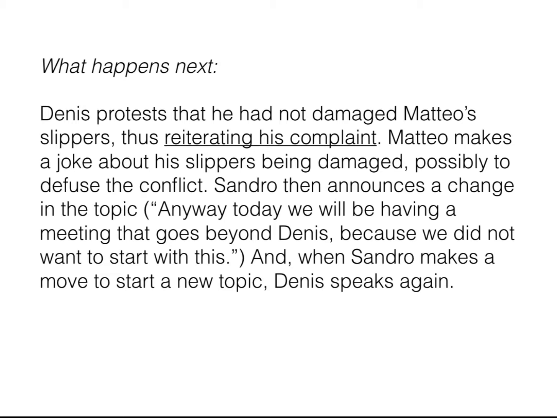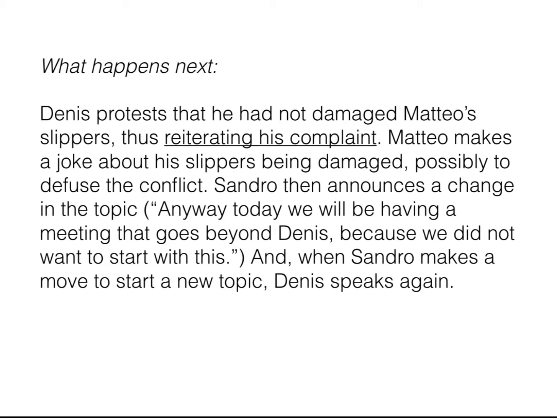I've skipped a bit because it's very long, but what happens next is that the client protests that he had not damaged the person's slippers. He took the slippers but didn't damage them, thus reiterating his complaint. I've not damaged anyone's possessions, but somebody damaged mine. Okay, so that client makes a joke about his slippers actually being damaged, possibly to diffuse the conflict. You get cases sometimes where others come in and try to, with a bit of a joke.